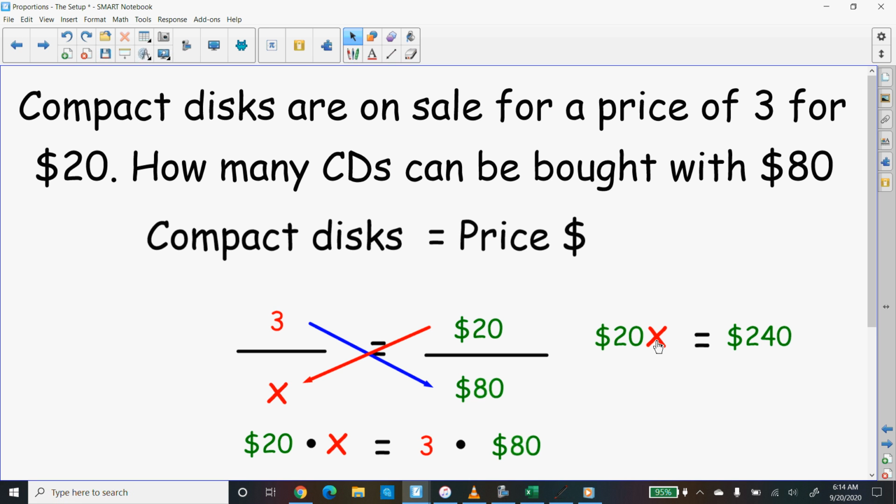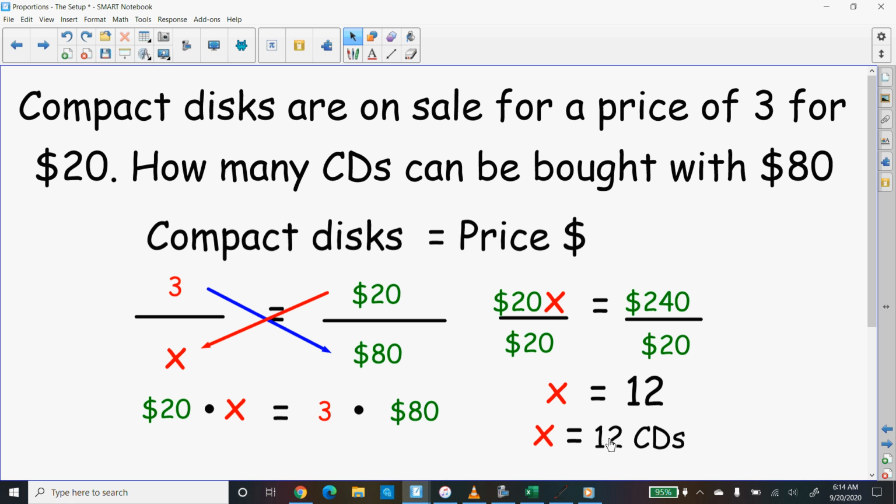Now, if you remember from last year, to get rid of the 20 there, you have to divide, so we can isolate the x by the coefficient, which was 20. So that way the 20s will cancel, leaving us with just the x. And 240 divided by 20 will give you 12. So not $12. Why not $12, Dr. Rob? Because the x was the compact discs that they were looking for. So that would be 12 CDs, or compact discs, that they were looking for. So that would be the answer.